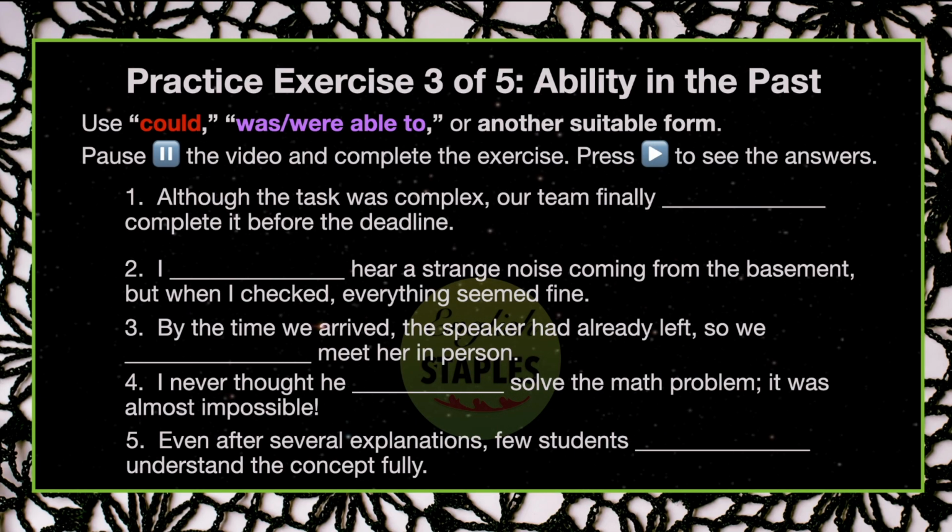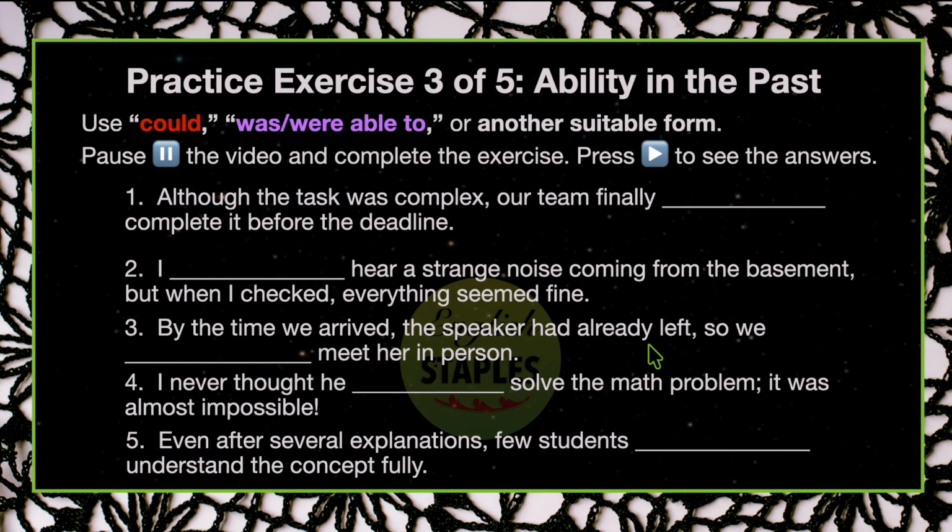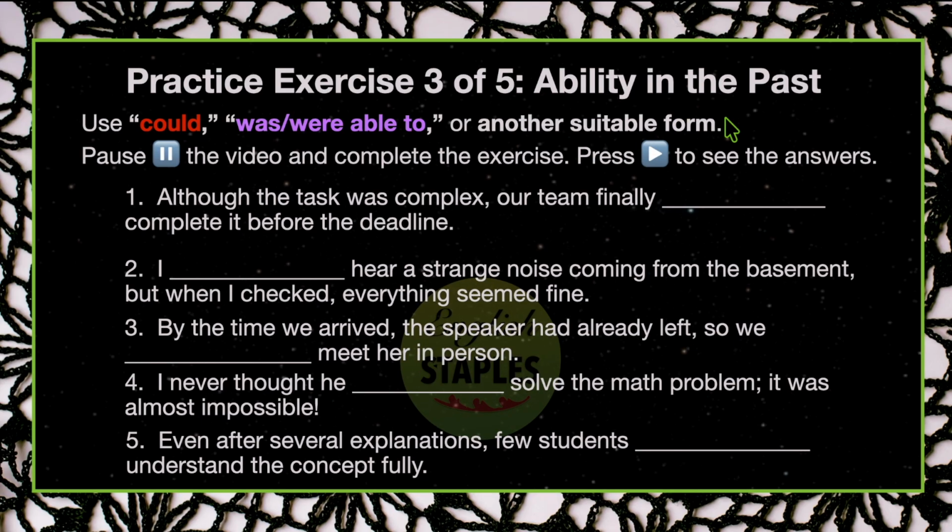Practice exercise 3. Use could, was, or were able to, or another suitable form. Let's do one together. How about number 3? By the time we arrived, the speaker had already left. So we meet her in person. What do you think that could possibly be? Could, was, or were able to, or another suitable form. And when we said suitable form, I'm talking about question or negative.